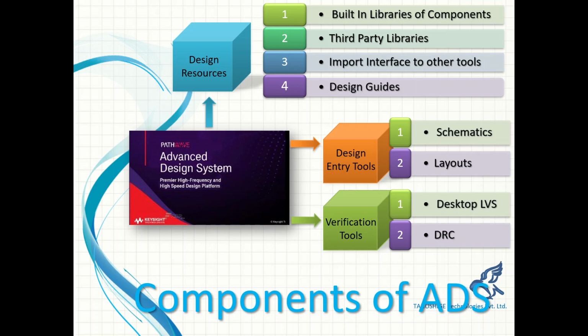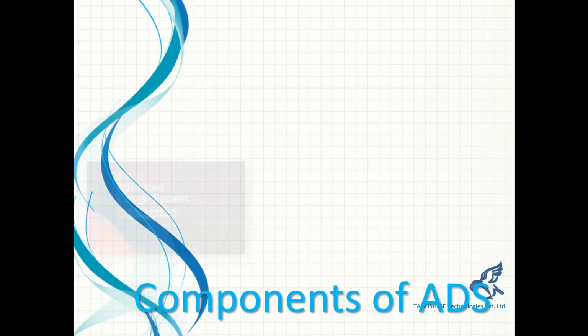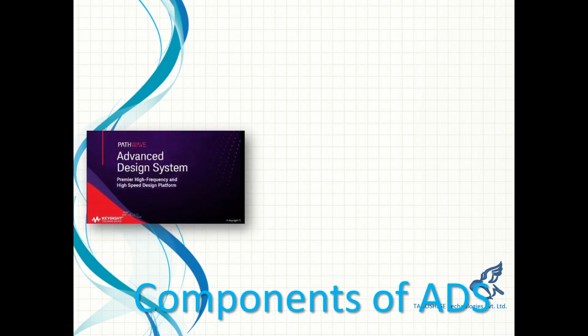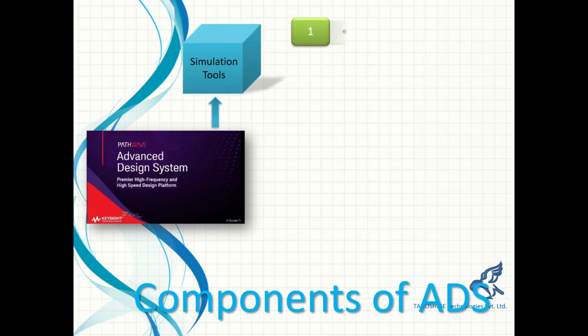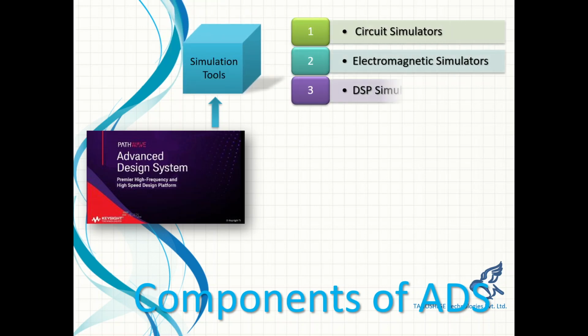For example, IHP would allow you to do LVS DRC. Tower Jazz would allow you to do LVS DRC from ADS itself. So these are the verification tools. The other components are simulation tools. Now this is the main engine, right?